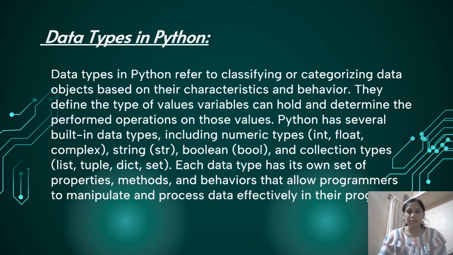Data types in Python. Data types in Python refers to classifying or characterizing data objects based on their characteristics and behavior. They define the type of values variables can hold and determine the operations performed on those values. Python has several built-in data types including numeric types (int, float, and complex), string, boolean, and collection types: list, tuple, dictionary, set. Each data type has its own set of properties, methods, and behaviors that allow programmers to manipulate and process data efficiently in their programs.